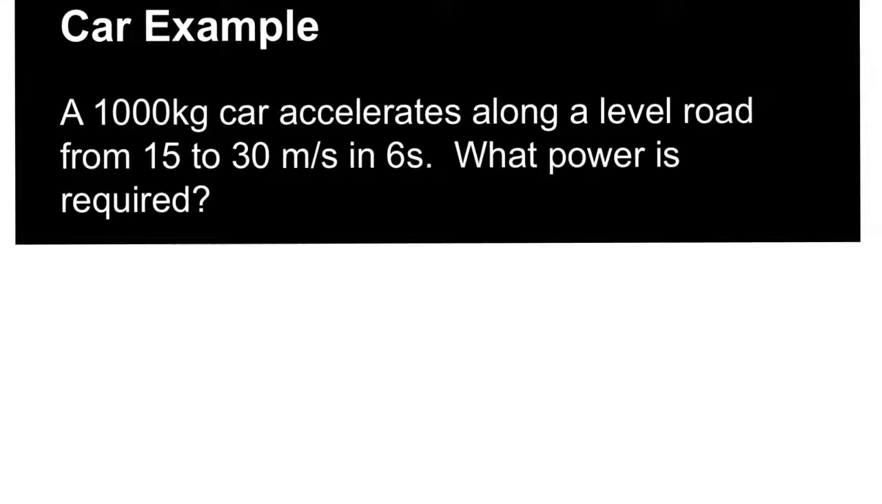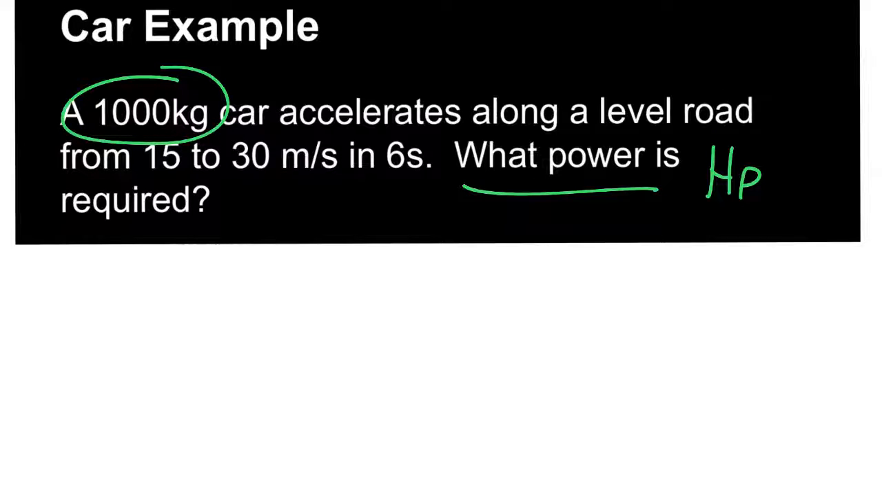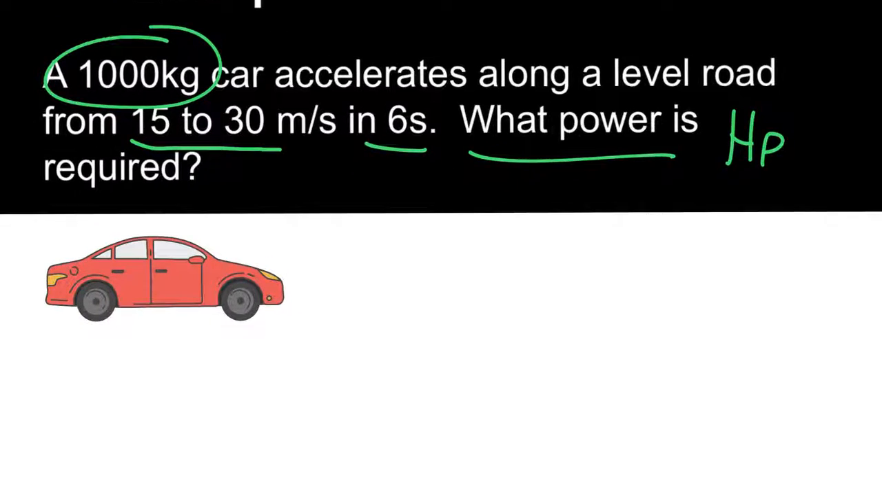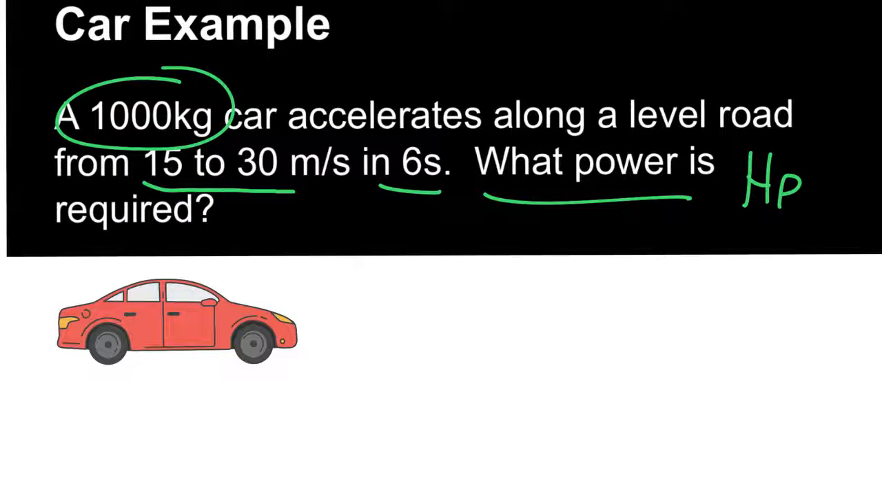So here we have another problem, what power, and since we're talking about a car, let's get this to horsepower. We know the mass of the car, and it says that it is accelerating from 15 to 30 meters per second in 6 seconds. So I'm going to draw my free body diagram, and I know for my car, I'm going to have a normal force up, gravity force down, engine force forward, and this doesn't mention air resistance at all.